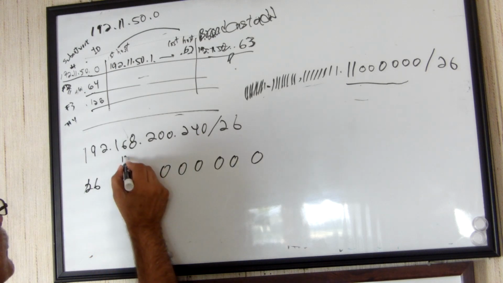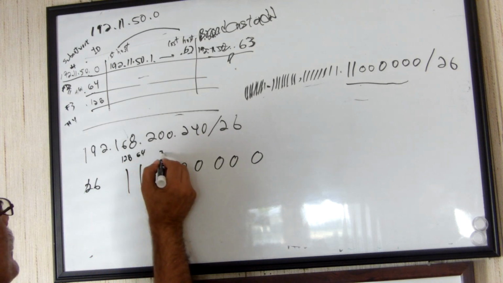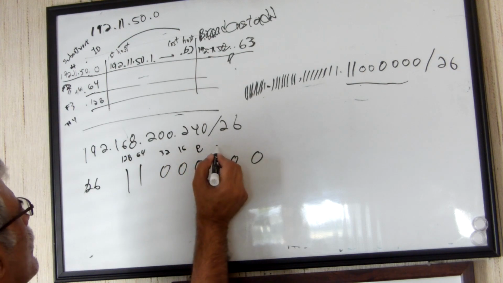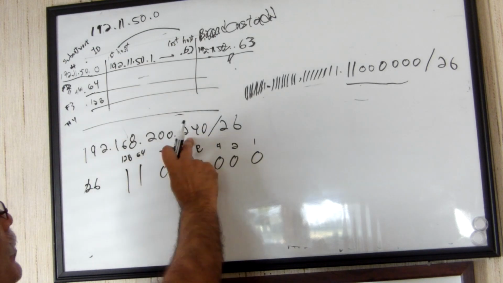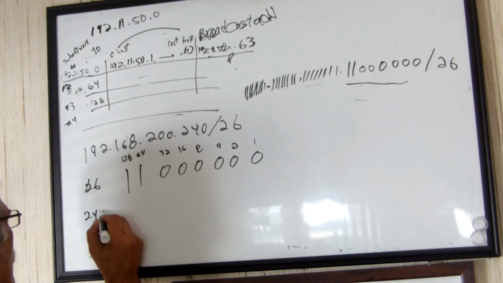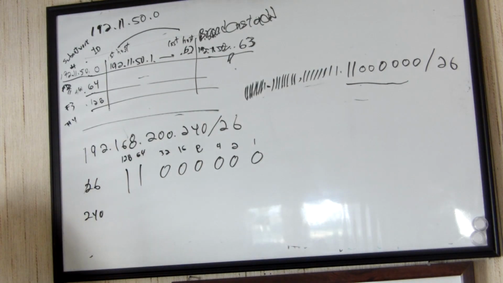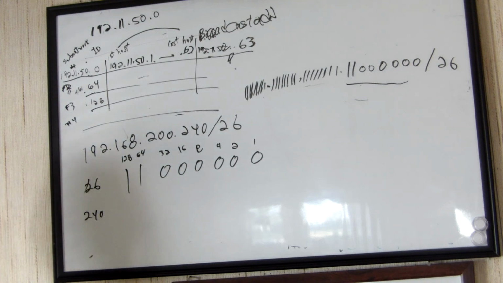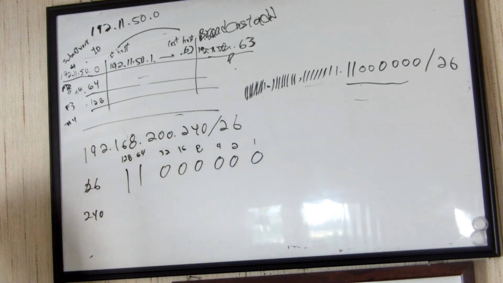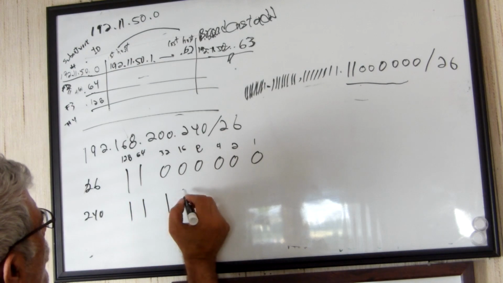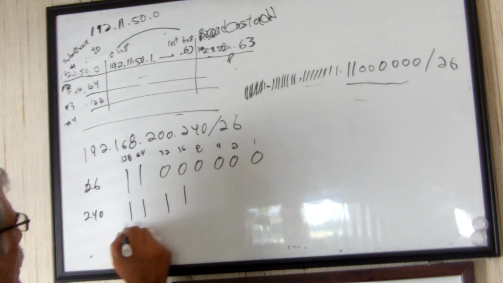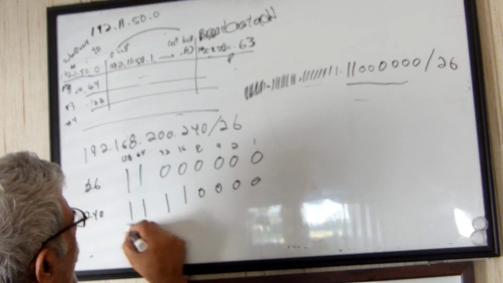because this is 128, 64, 32, 16, 8, 4, 2, 1. Now, see, this is on the 4th octet. You write 240. 240 is 128, 192, 224, 240. This is going to be 240.